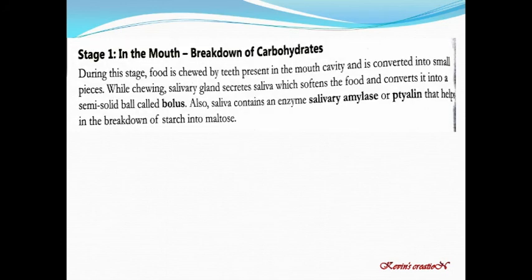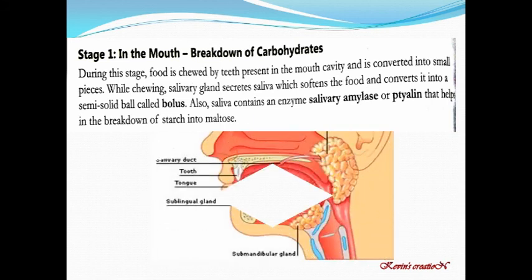The first stage is breakdown of carbohydrates in our mouth. So this is the diagram of the mouth. You can see the salivary glands, the tongue and the teeth. All of us have teeth in our mouth. That helps a lot, and we call it mechanical digestion. The digestion starts in your mouth itself. During this stage, food is chewed by teeth present in the mouth cavity and is converted into smaller pieces. We have already discussed all this.